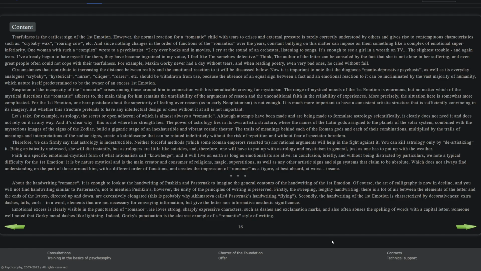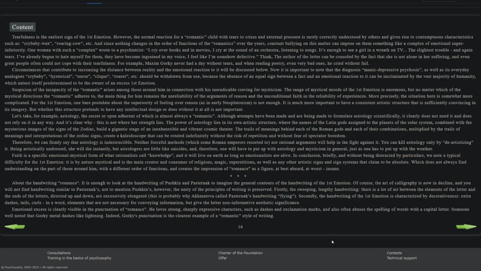Firstly, the sweeping, lengthy handwriting. There is a lot of air between the elements of the letter, and the ends of the letters, directed up and down, are excessively elongated. This is probably why Akhmatova called Pasternak's handwriting flying. Secondly, the handwriting of the first emotion is characterized by decorativeness, extra dashes, tails, curls, in a word, elements that are not necessary for conveying information, but give the letter non-informative aesthetic significance.